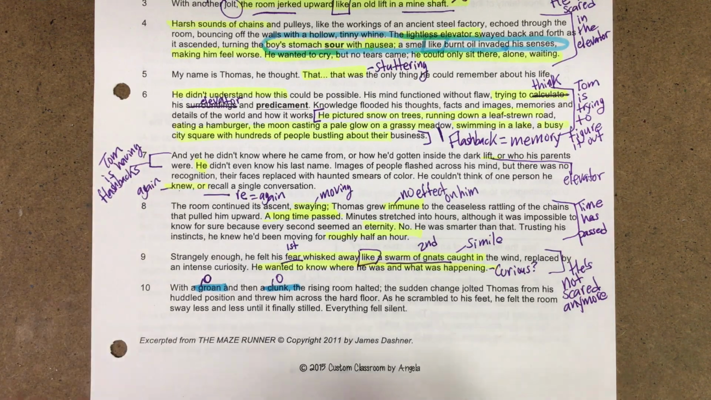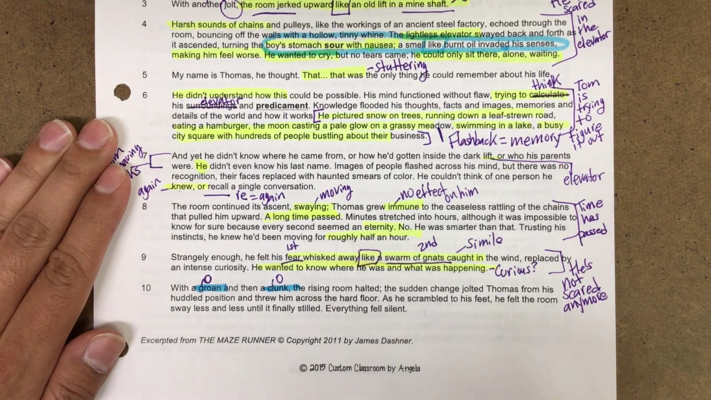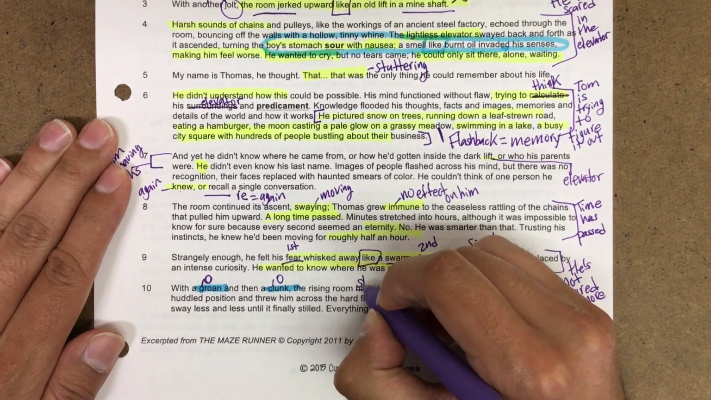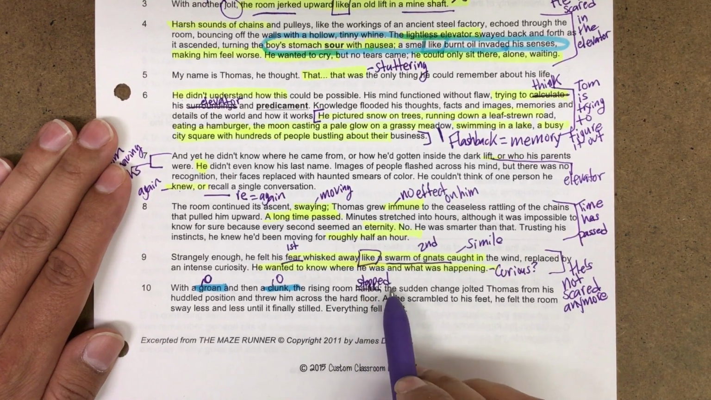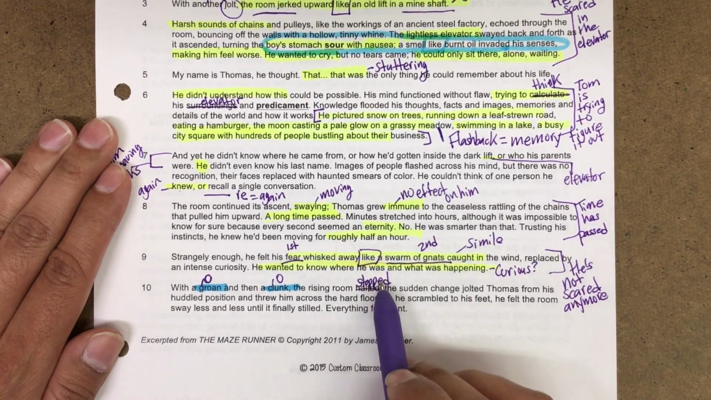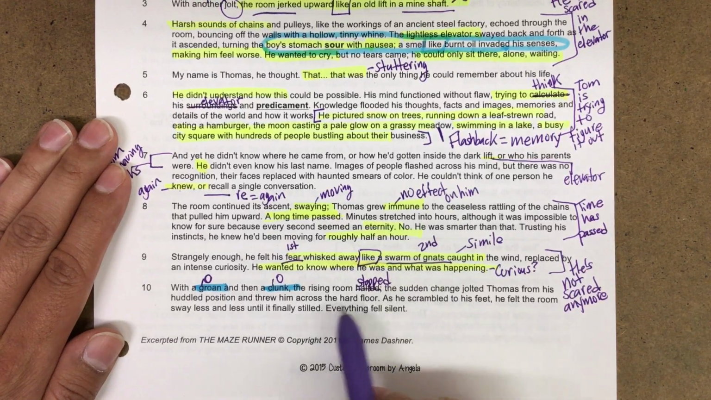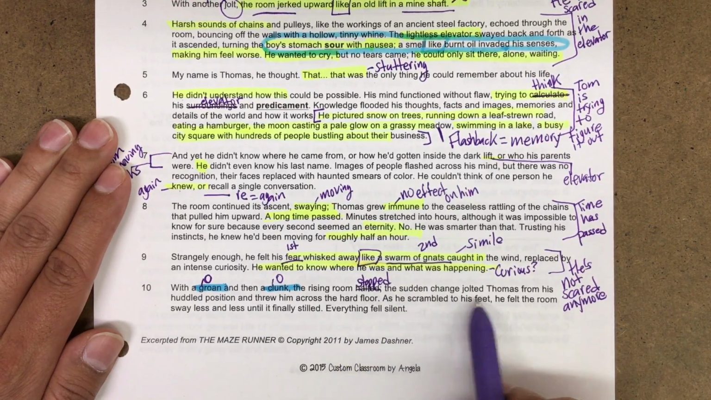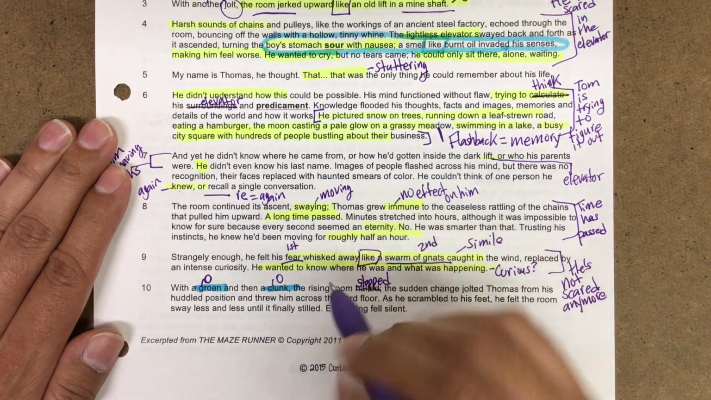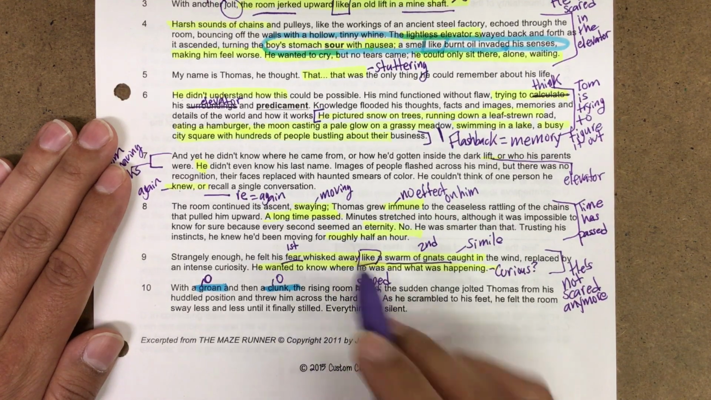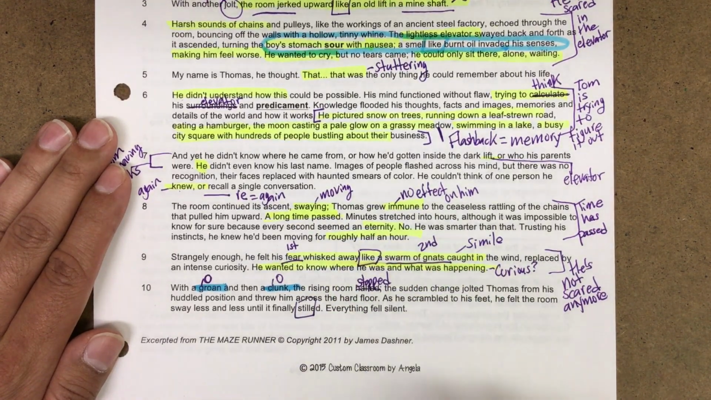So with the groan and then a clunk, the rising room halted. That means stopped. Remember, you should be using your dictionary. If there's a word that you don't know, you cross it out as you're reading and you replace it with the word with the definition or another synonym. The room stopped. The sudden change jolted Thomas from his huddled position and threw him across the hard floor as he scrambled to his feet. He felt the room sway less and less until it finally stilled. So the word stilled, until it finally stilled, meaning he is still. Everything fell silent.